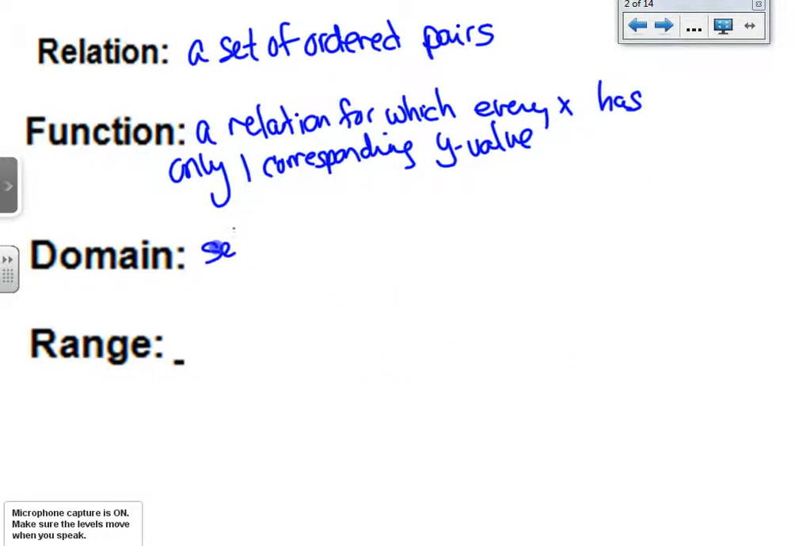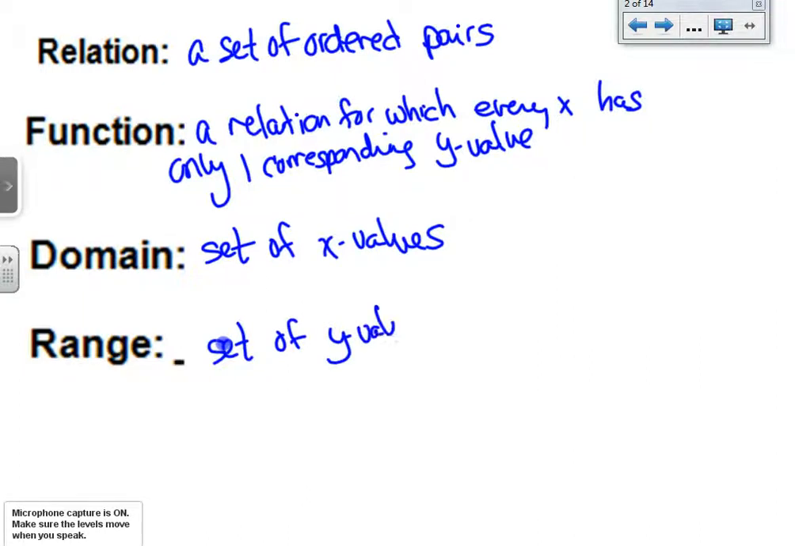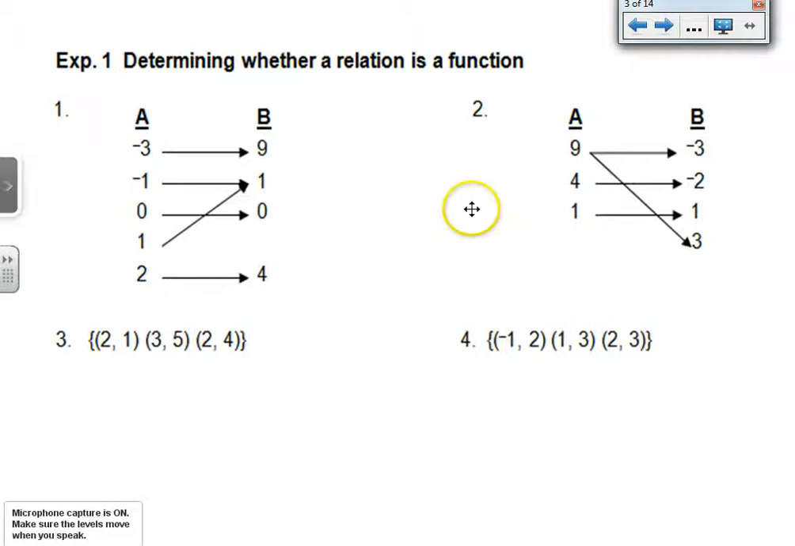The domain is the set of x values for which your function exists, and the range is your set of y values. And this should all be review so far, all from Algebra 2.